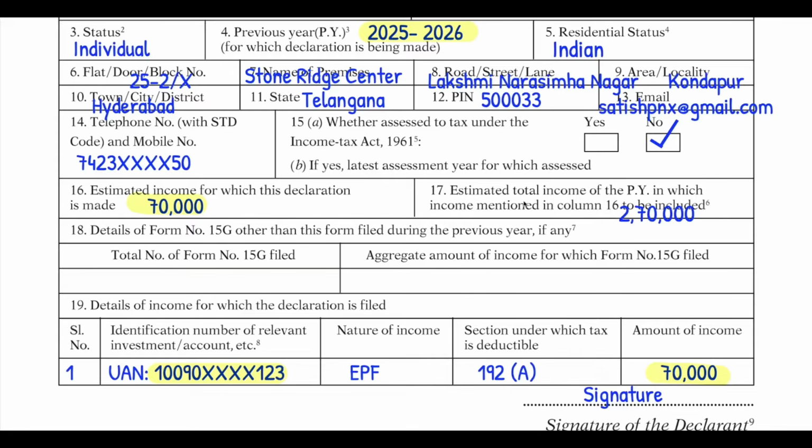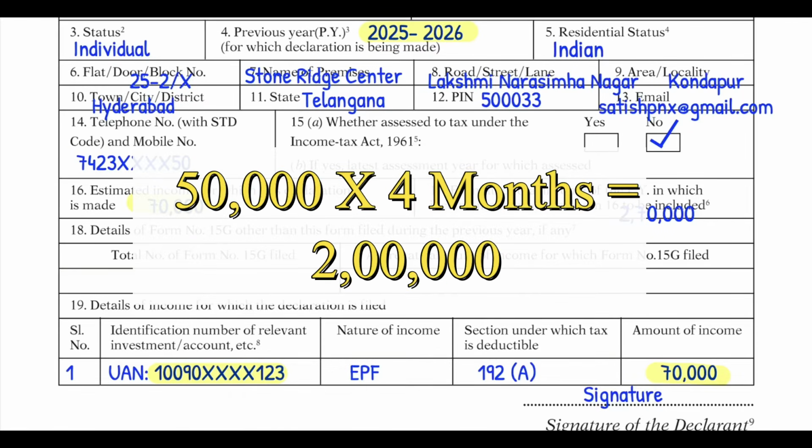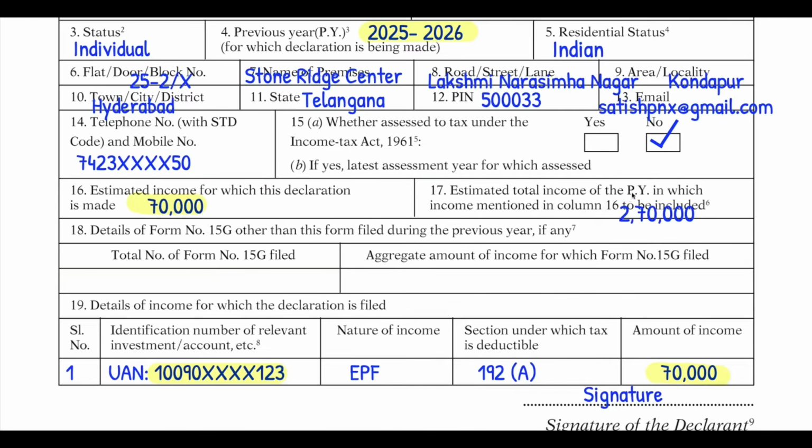The simple way to calculate your estimated total income is, for example, your monthly salary is 50,000 rupees and you have worked only for 4 months in financial year 2025 to 2026. Then 50,000 into 4 months equals 2 lakhs. To the 2 lakhs, you have to add the 70,000 rupees. So here the total amount has become 2 lakh 70,000 rupees. So like this, you have to calculate the estimated income.